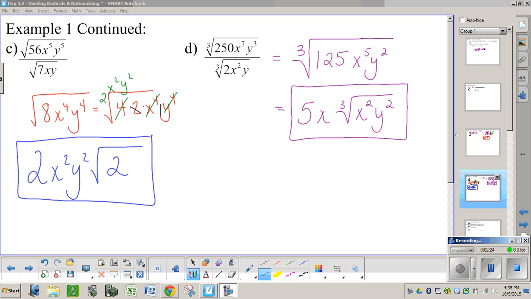Okay. How'd you do on C and D? C was pretty easy. I think you guys probably did really well on that one. D was a little trickier because you had to work with the cubed root, so you had to draw back into your cubed roots. So hopefully you did well on both of those. All right, let's take a look at the next examples.